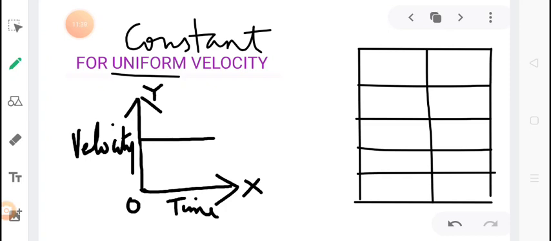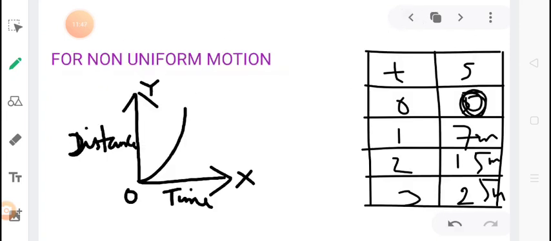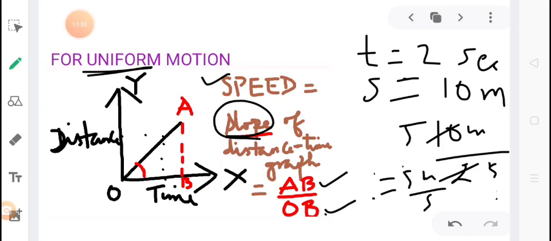Now one thing I would like to tell you right at this moment, just observe this graph for uniform motion and this particular graph for uniform motion. You should not be confused. This is distance versus time graph, which is a straight line passing through the origin.